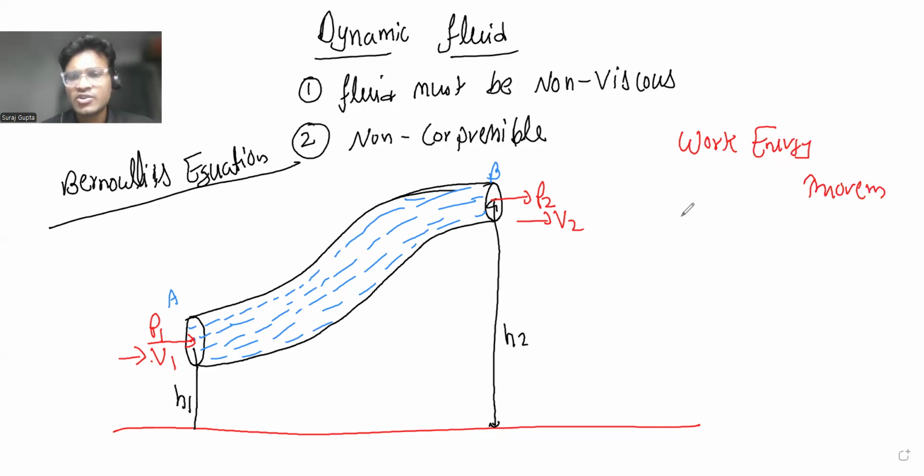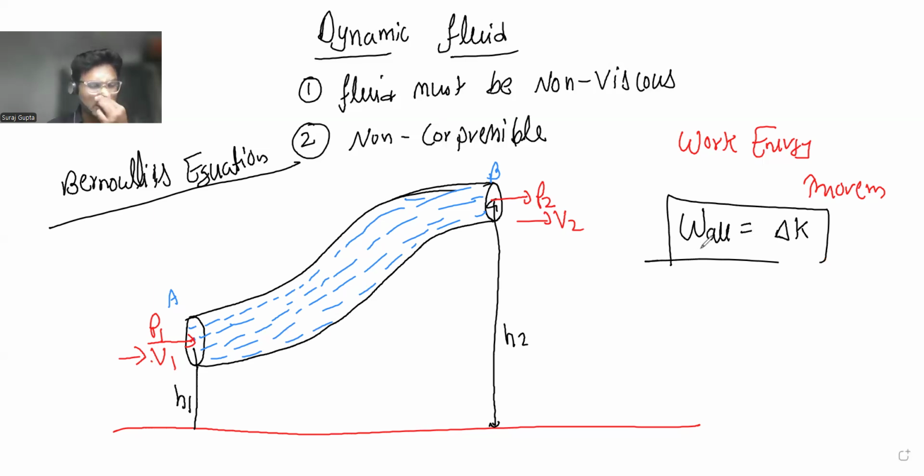What is the work-energy theorem? Work done due to all the forces is equal to the change in kinetic energy, right? So let's simply apply this. Work done is happening because of how many forces? Let's look into how many forces we have.